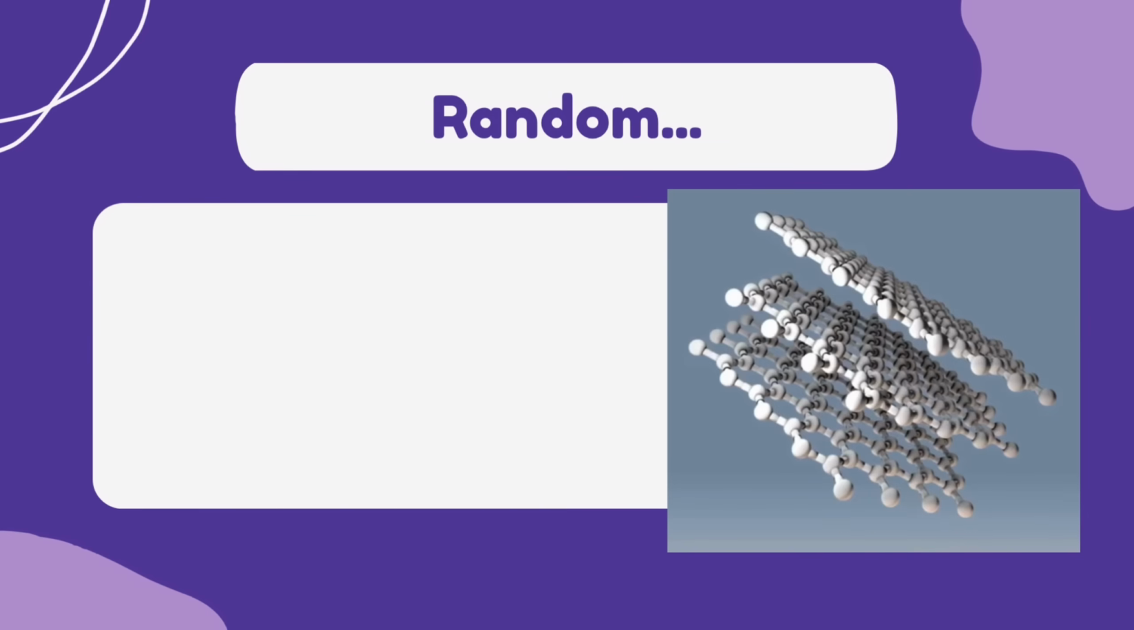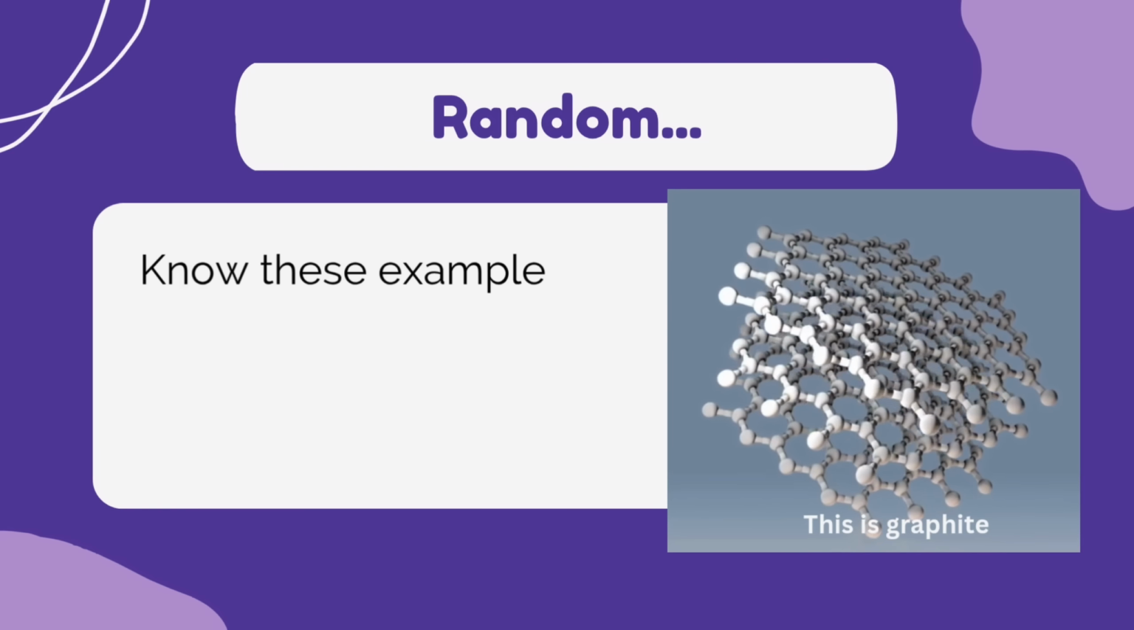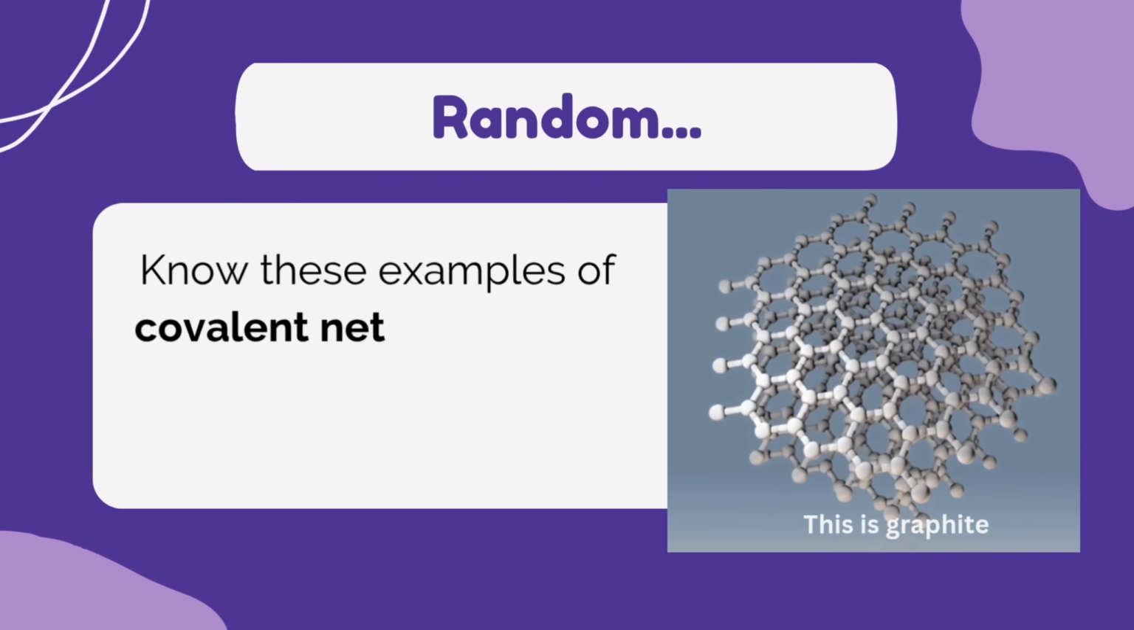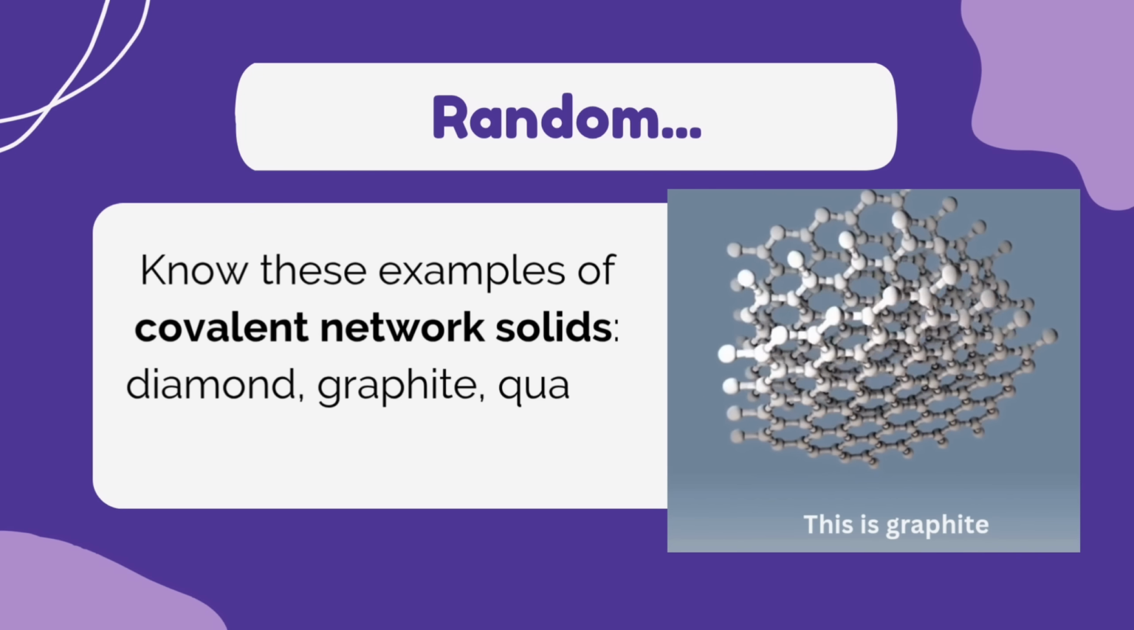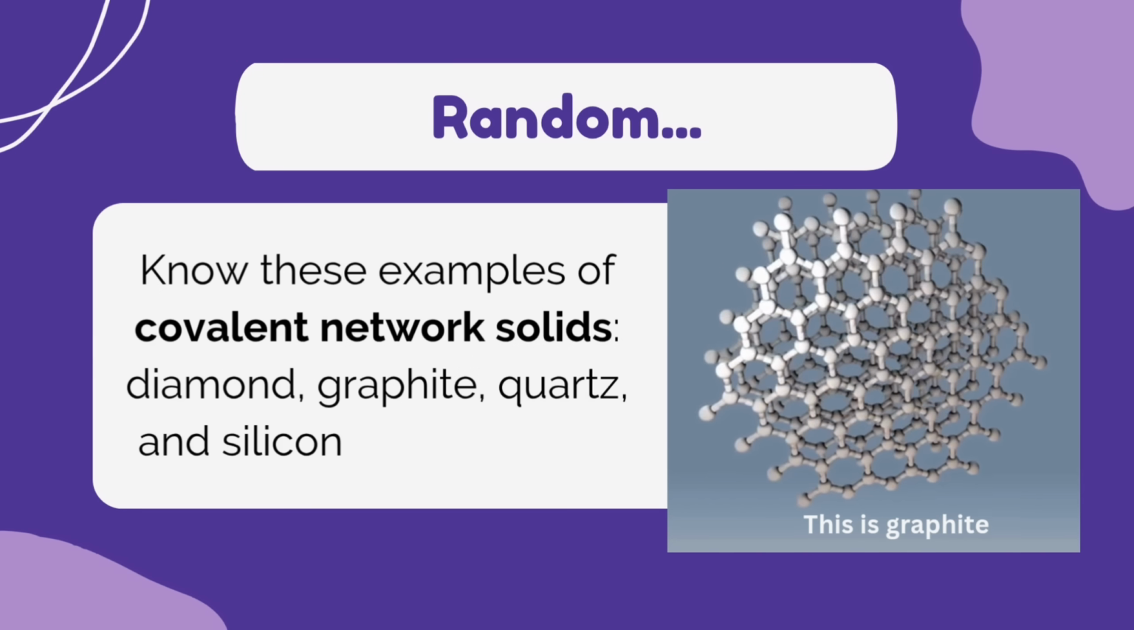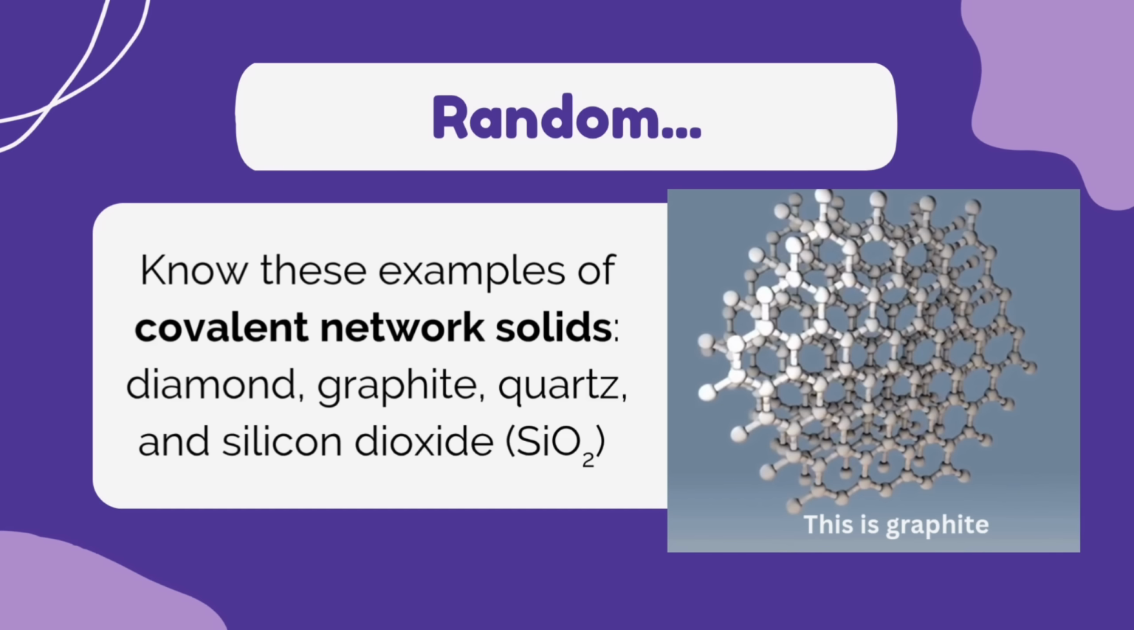And then here are some of the random facts that you just need to know. So for some reason, College Board really likes covalent network solids. So these are molecules that are covalently bonded, but then they form this network. It's almost like a crystal lattice, right? So because of that, they're much stronger bonds, and it's going to take a lot more energy for these substances to undergo phase changes. So the examples that you need to know are diamond, graphite, quartz, and SiO2.